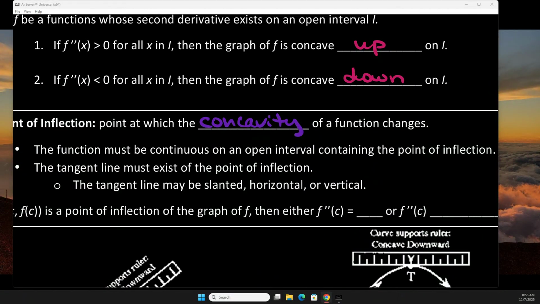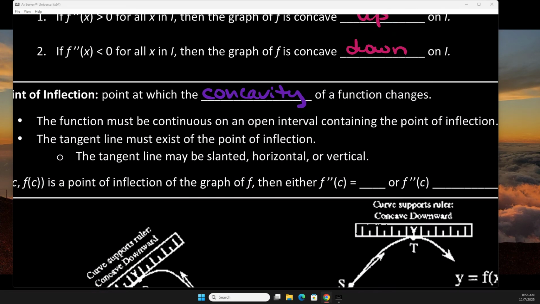All right. Just some things to keep in mind about the point of inflection. The function must be continuous on the open interval containing the point of inflection, and the tangent line must exist at the point of inflection. However, we can have a slanted, horizontal, or vertical tangent line.